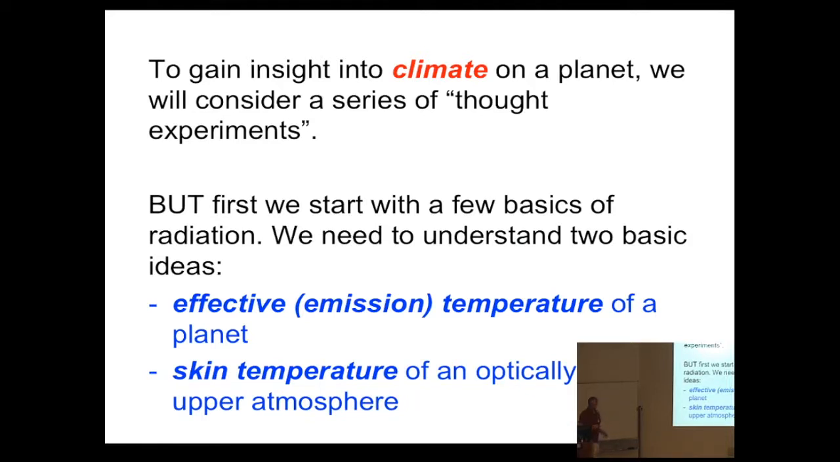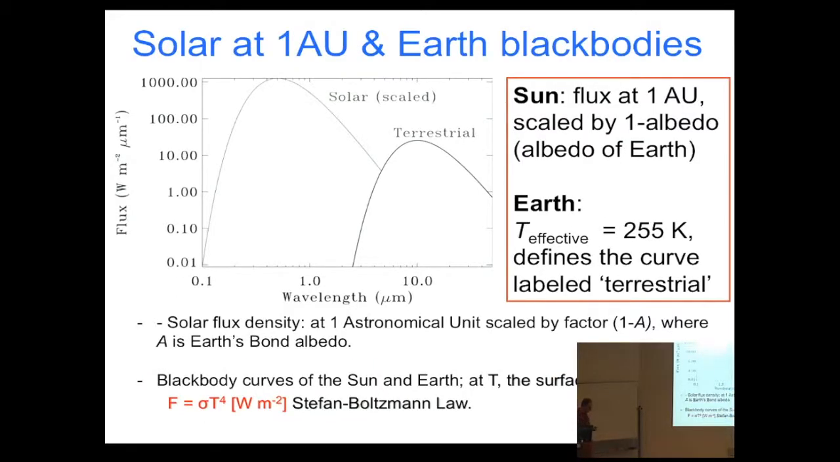We'll start with the basics. The emission temperature of a planet, and something which you may not have come across, but the skin temperature of an optically thin upper atmosphere. I'm assuming everybody is familiar with black bodies for the sun and say for the Earth, and for the emission of the Earth being about peaked at 10 microns in the infrared. For solar, this is scaled by a factor.